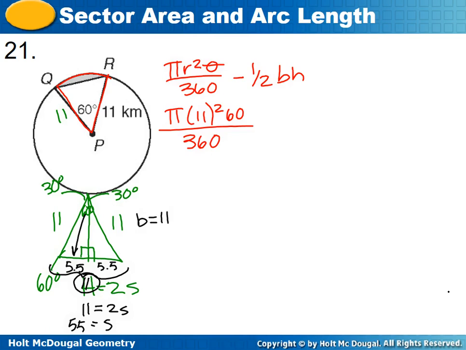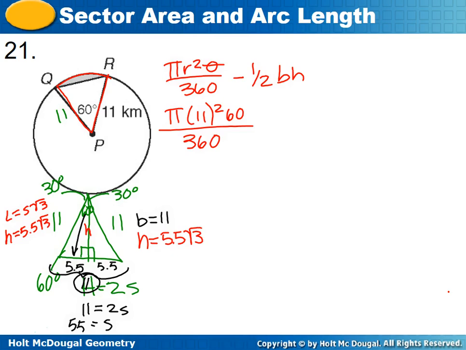Now, let's talk about what our height would be. So our height is going to be the long leg of this triangle, right? So long leg is equal to the short leg times the square root of 3, right? So our short leg is 5.5, so this is going to be our height now that we're talking about, right? So that would be our h. H is equal to 5.5 times the square root of 3. So that's our height. So our height is equal to 5.5 times the square root of 3.